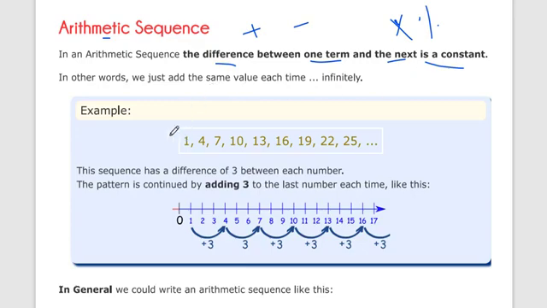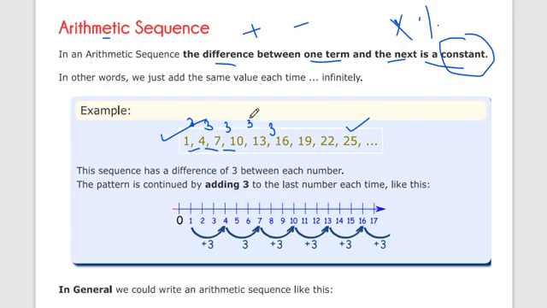Such a sequence is called an arithmetic sequence. We also saw this type of example in the last lecture, like 1, 4, 7, 10. Here you can see that every pair of terms has the same difference. The first and second terms differ by 3, 4 and 7 differ by 3, here also. So all have a difference of 3. These types of sequences are called arithmetic sequences. The difference between one term and the next is always constant.